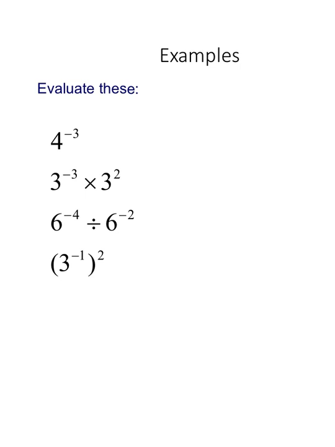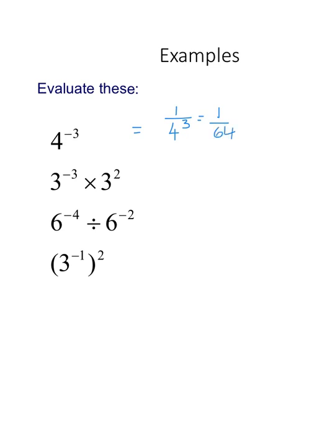So here's some questions you might like to have a go at. So pause the video and then check your answers. So 4 to the minus 3 we could write as 1 over 4 cubed, and this would give us 1 over 64.